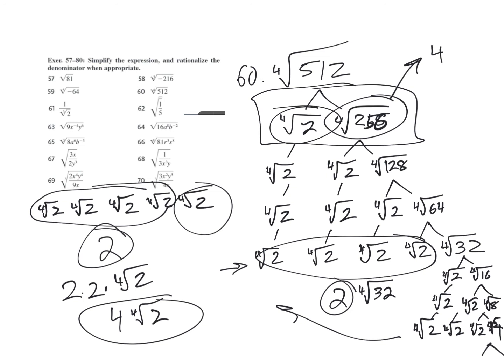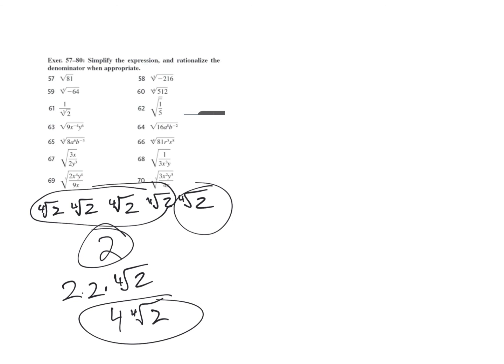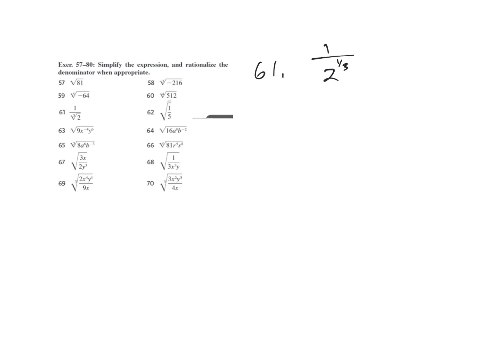Alright, let's clean this up and do number 61. Over the 2 cubed root of 2, so the 2 to the 1/3. Okay, so here's the thing where you can't have a radical in your denominator. It's called rationalizing your denominator. So let's do an old school type of problem.